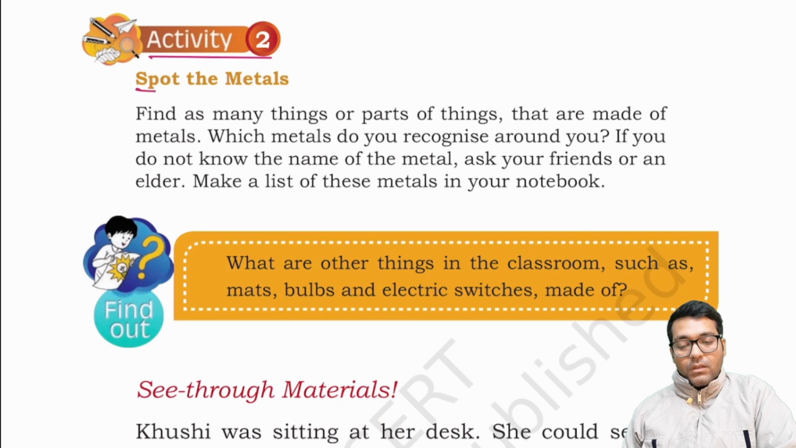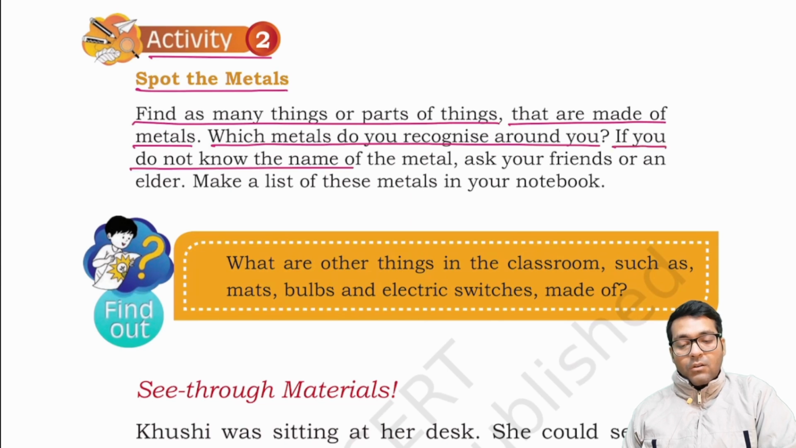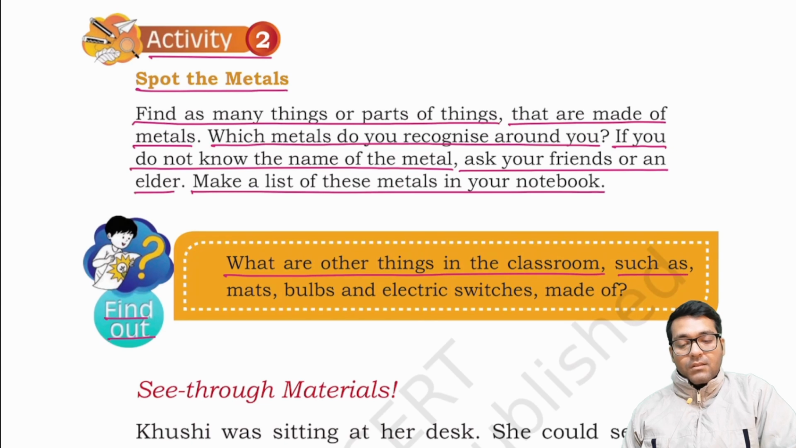Activity 2. Spot the metals. Find as many things or parts of things that are made of metals. Which metals do you recognize around you? If you do not know the name of the metal, ask your friends or an elder. Make a list of these metals in your notebook. Find out. What are other things in the classroom such as mats, bulbs, and electric switches made of?